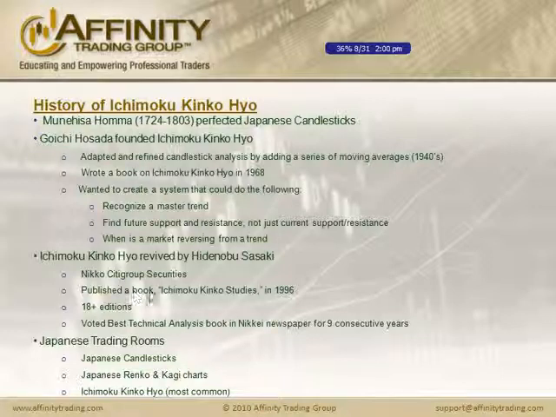Later on, in 1969, everything was revived again by Mr. Sasaki. And believe it or not, the book is now on its 19th edition. It has also been voted for 9 years in a row the best technical analysis out there in Japan. If you look at the Japanese trading rooms today, pretty much three methods are used: Japanese candlesticks, Japanese Renko and Kagi charts, and Ichimoku Kinko Haya. Ichimoku is the most popular of those now. The reason why is it helps the Japanese in the trading rooms recognize trends and when things are not trending.